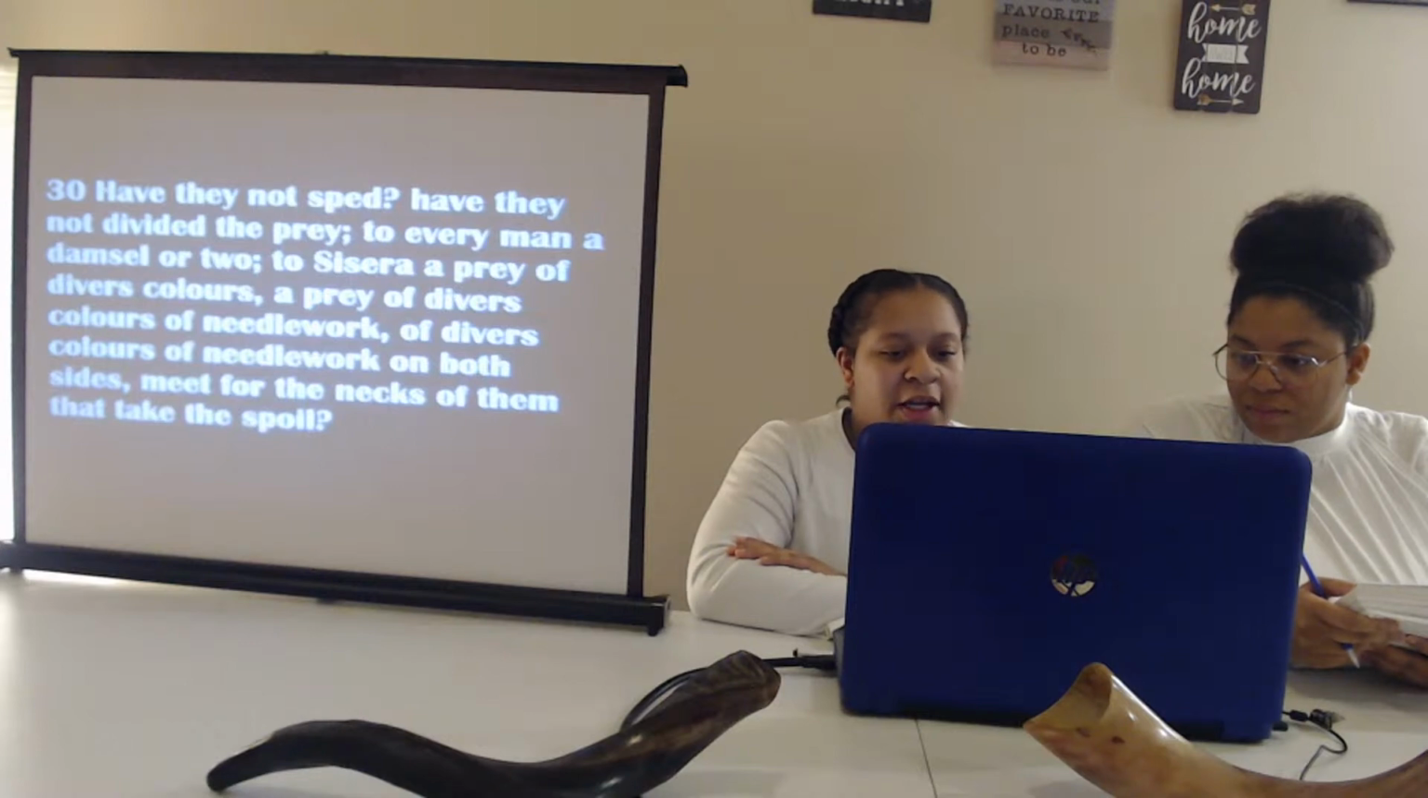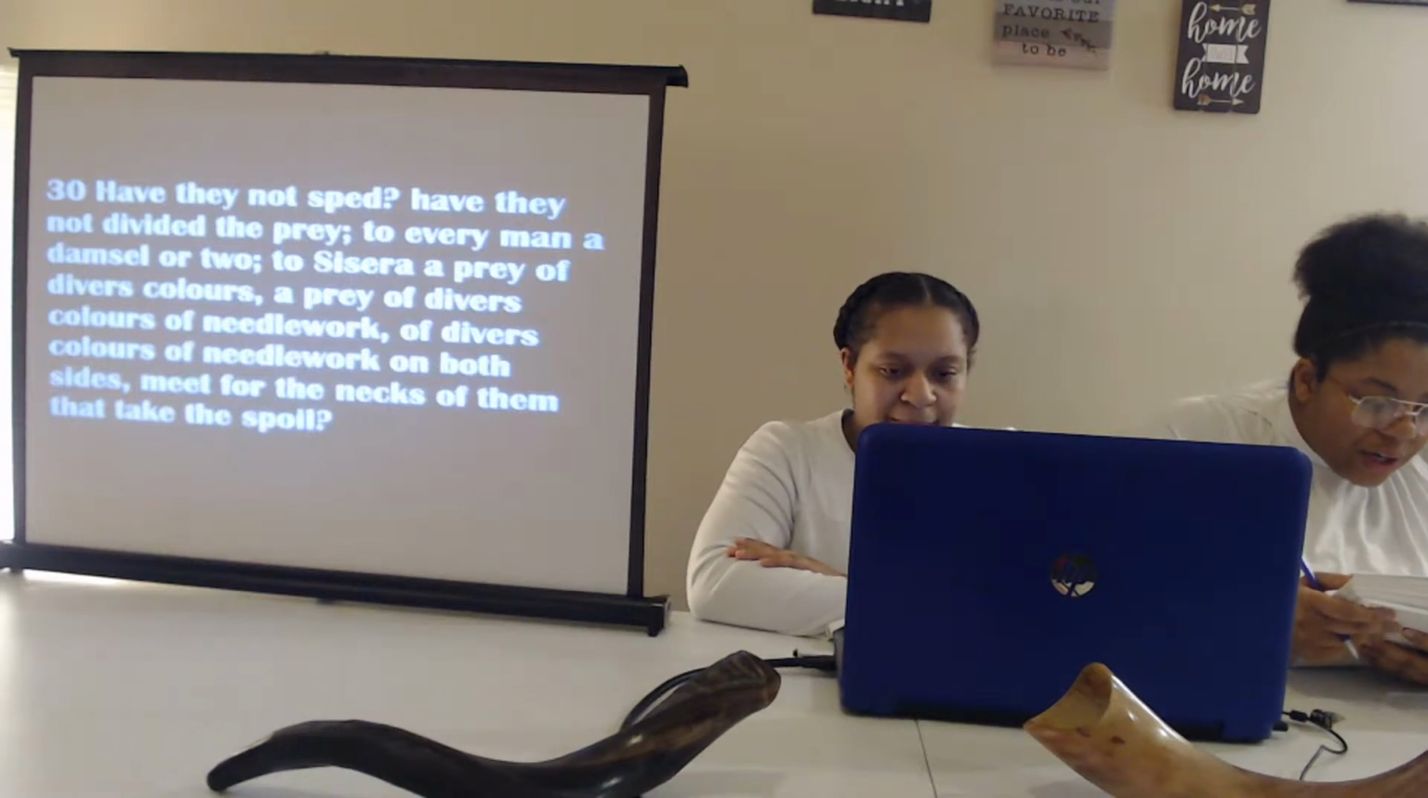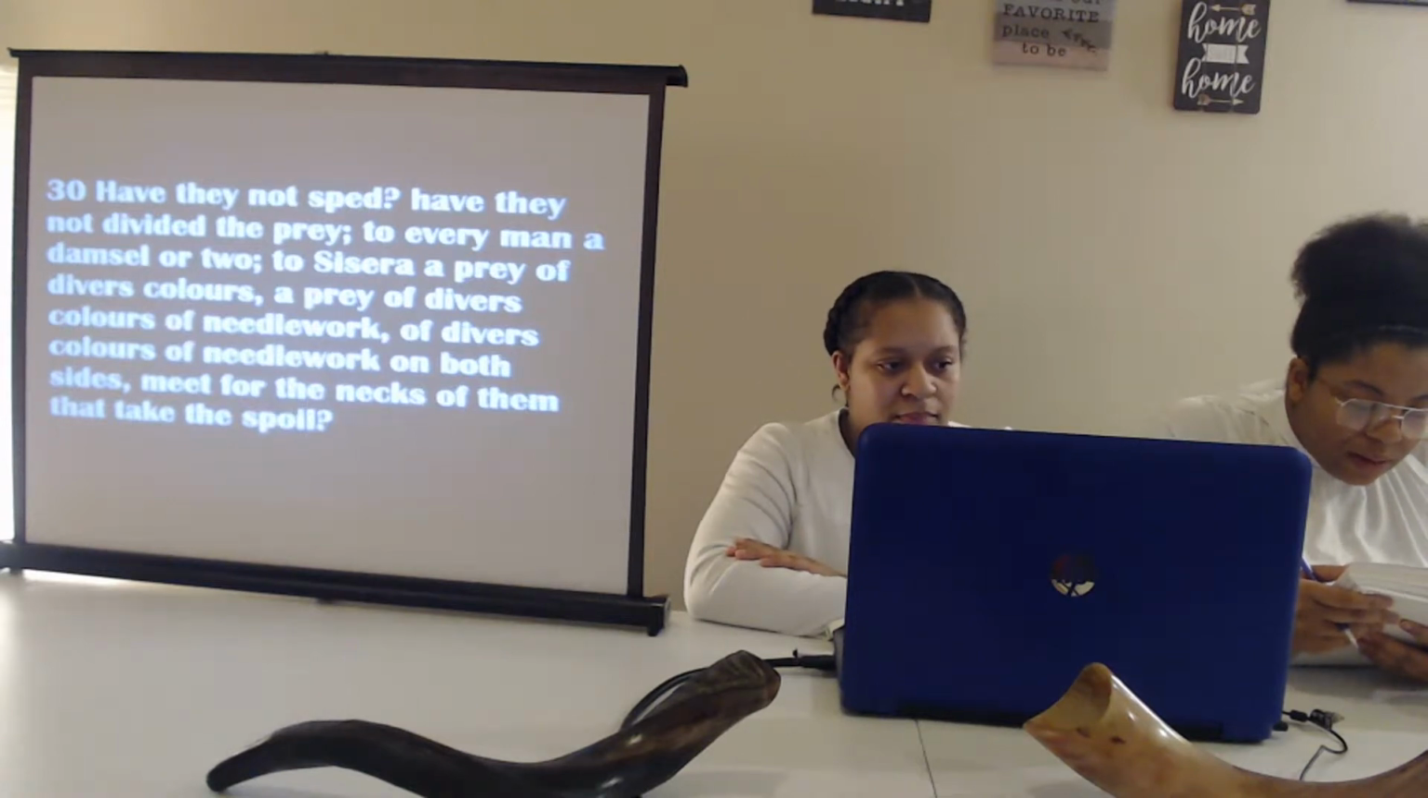Now we have verse 30. Verse 30. Have they not sped? Have they not divided the prey? To every man a damsel or two. To Sisera, a prey of diverse colors, a prey of diverse colors of needlework, of diverse colors of needlework on both sides. Meat for the necks of them that take the spoil.